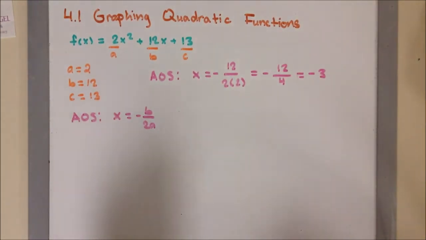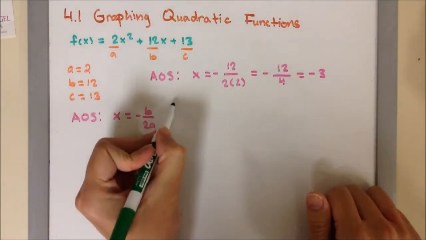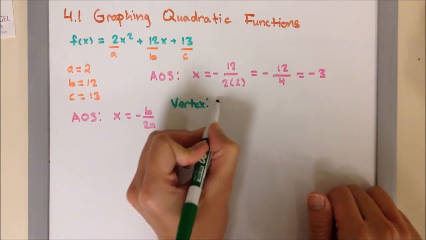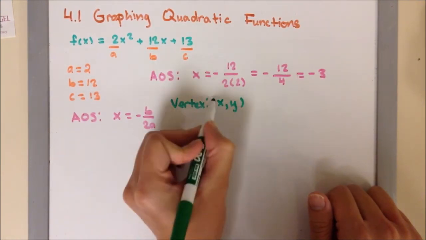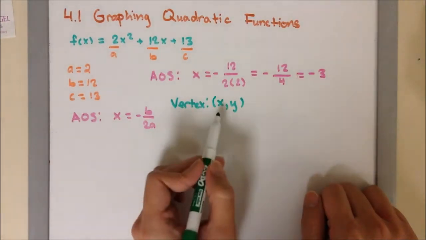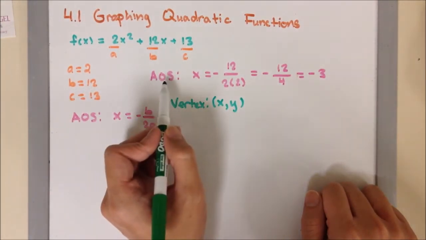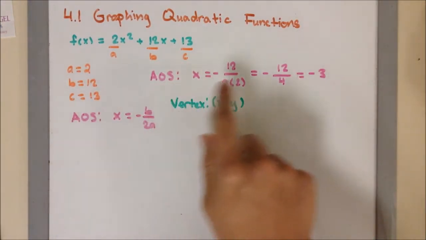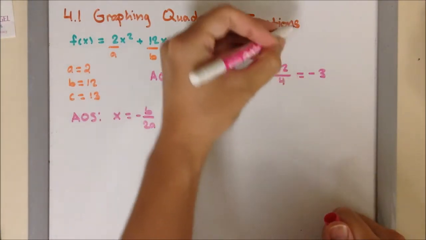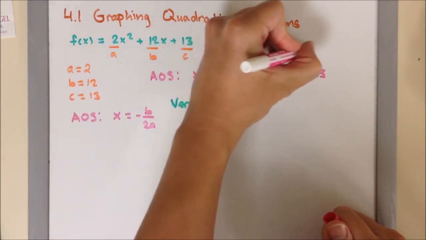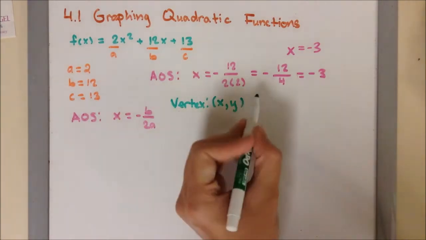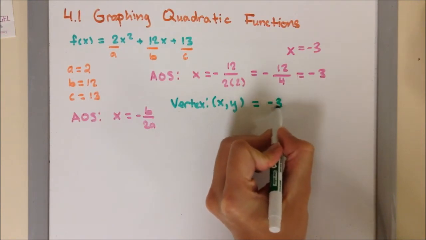Next, we're going to look for the vertex. Vertex is a coordinate point x comma y. So let me write it out. Vertex is x comma y. Now, technically, we already know our x value because that comes from the axis of symmetry. We did all this work to simplify where x is negative 3. So if x is negative 3, we already have half of the vertex. So negative 3 comma y.